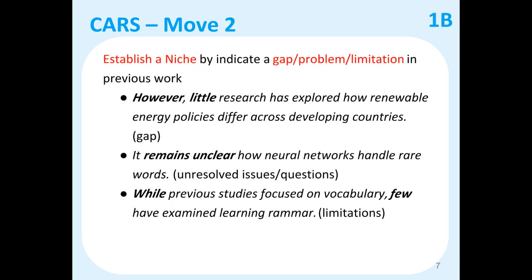Alright, we now shift to move 2, establishing a niche. Think of this as identifying the missing piece of the puzzle. Academic writing often does this by pointing out what hasn't been studied, what's unclear, or what's limited.